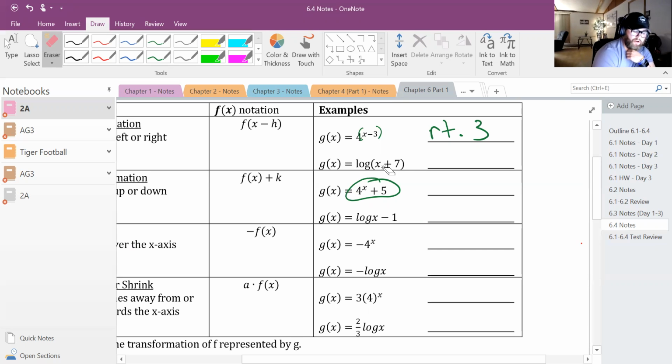Next, we have the log. Obviously, it's in the parentheses. Remember, it's opposite of what your brain thinks. So if it's positive, it's left. We should remember that. Left 7 units. Ready? Hopefully I'm recording. I think I am.